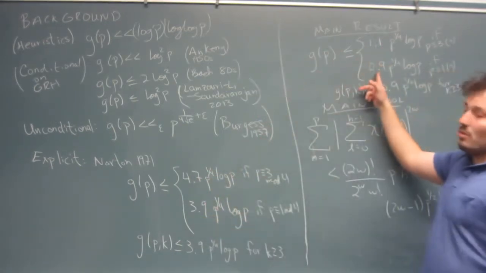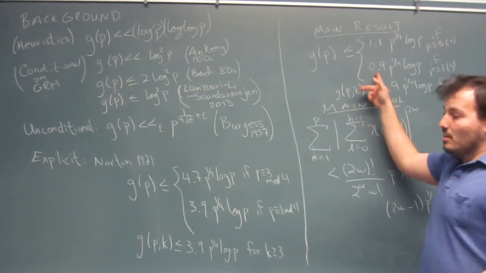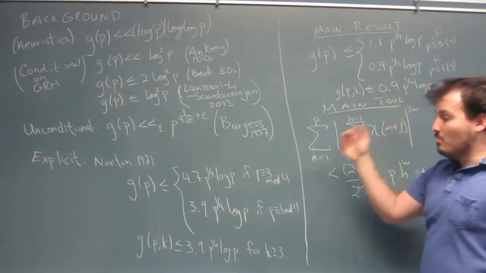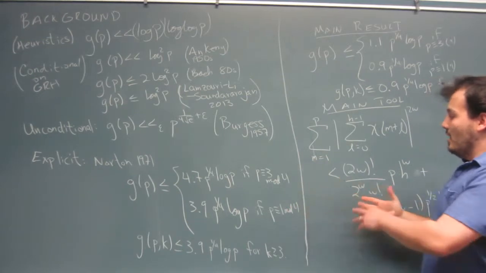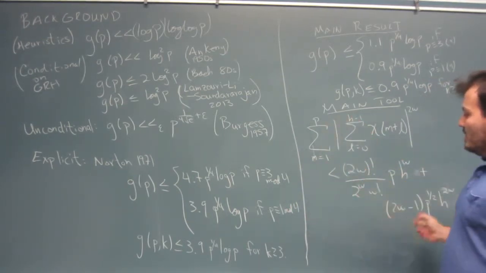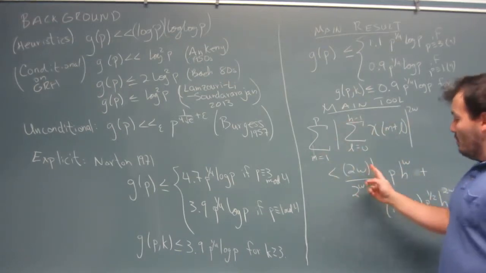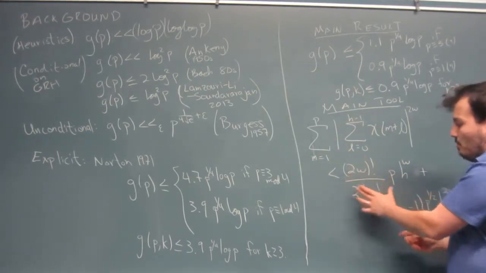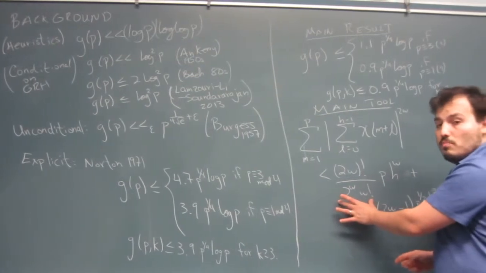changing this 4.7 to a 1.1 and this 3.9 to a 0.9. So the main tool I used to improve this result is that I used more careful combinatorics to bound this character sum. So before, this factor here was much bigger.